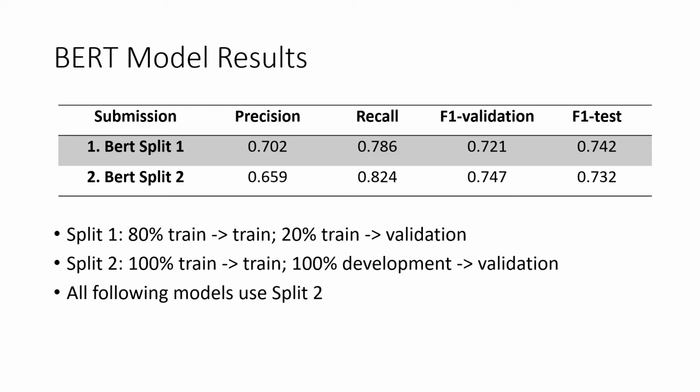Here are the BERT results. For split 1, we used 80% of the training data as our training set, and the remaining 20% as the validation set. For split 2, we used the whole training dataset to train, and the development set to validate. For the following models, we all used split 2.